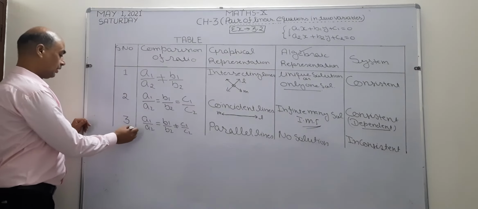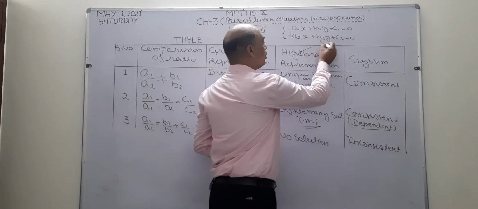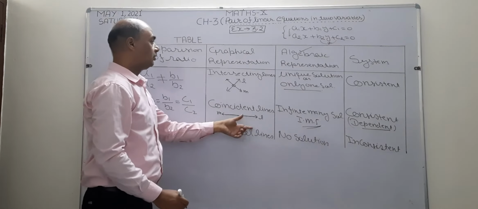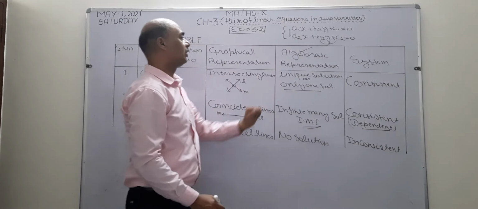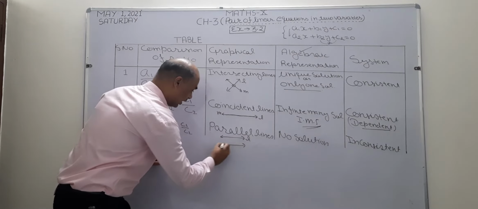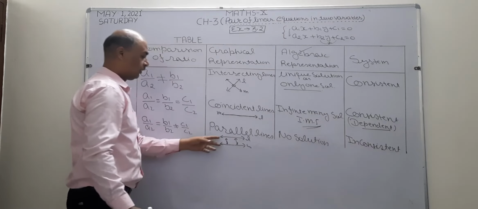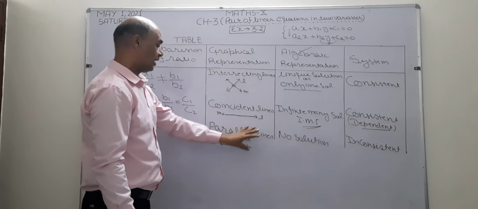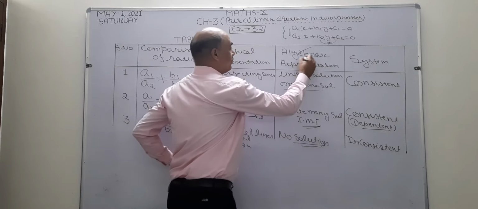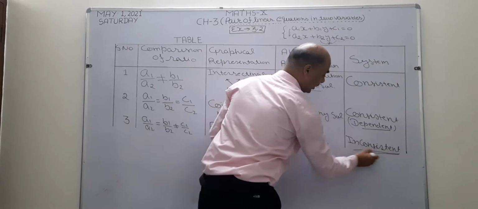Now see, third part. If the ratio of A1 by A2 is equal to B1 by B2 but not equal to C1 by C2, then such type of ratio represents parallel lines. When we draw the graph of such a pair of equations, then the graph lines become like this. Graph line L is here and graph line M is here. Distance between both the lines remains the same. If the distance between both the lines remains the same, then they are known as parallel lines. When they do not intersect each other, it means there is no solution. So algebraically they are known as no solution. When no solution is there, the system becomes inconsistent. Okay, this is the table.